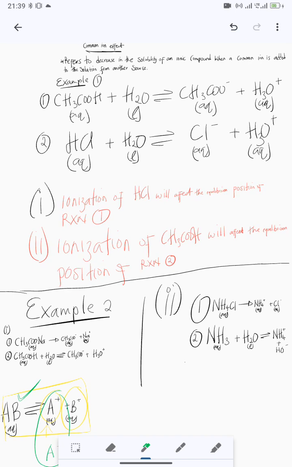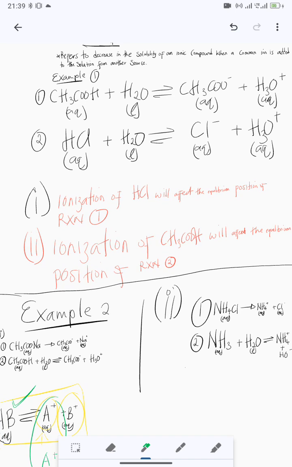Now, I was just trying to explain the definition there. If you look at example one, you have acetic acid and HCl. You can have a solution where you are mixing the acetic acid and the HCl. But what happens in the solution? Let's consider equation 1 and equation 2.